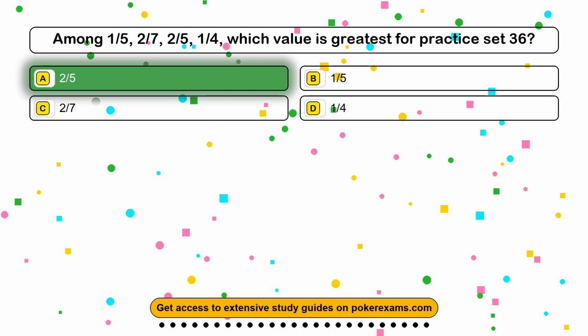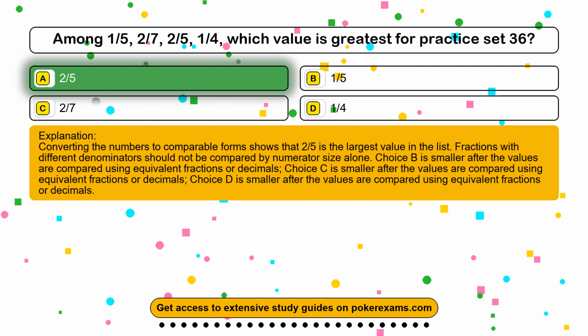The correct answer is option A, 2/5. Converting the numbers to comparable forms shows that 2/5 is the largest value in the list. Fractions with different denominators should not be compared by numerator size alone. Choices B, C, and D are smaller after the values are compared using equivalent fractions or decimals.